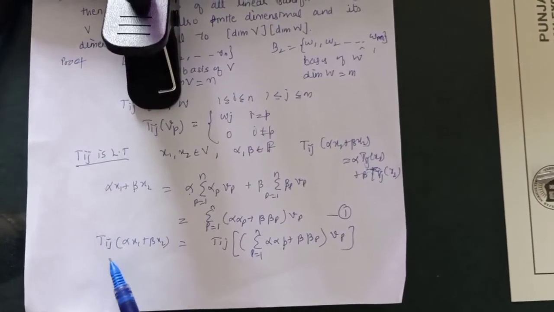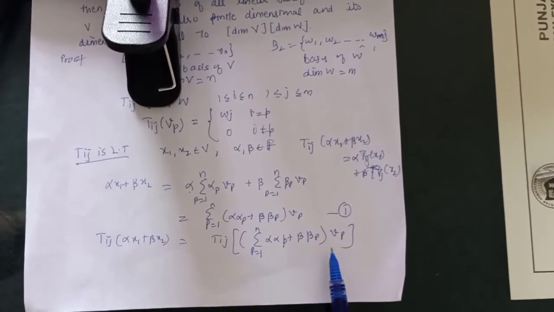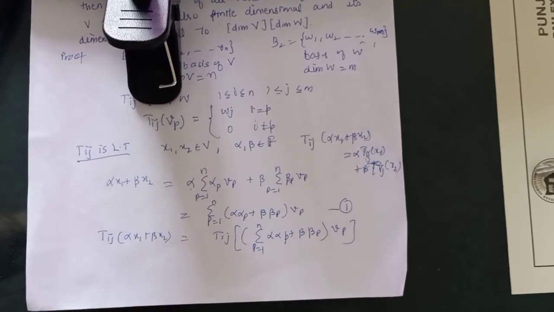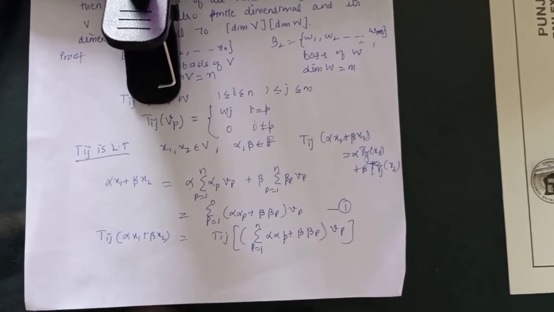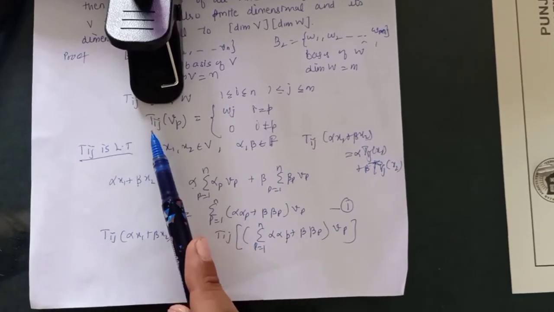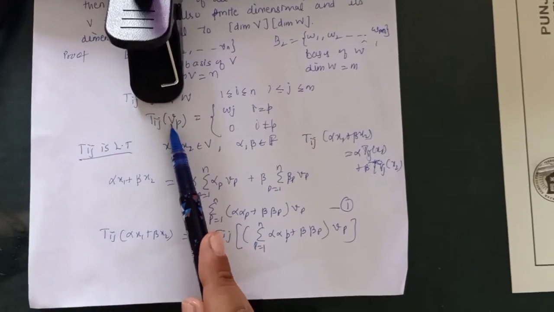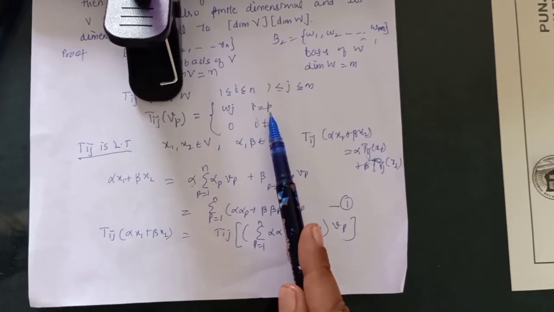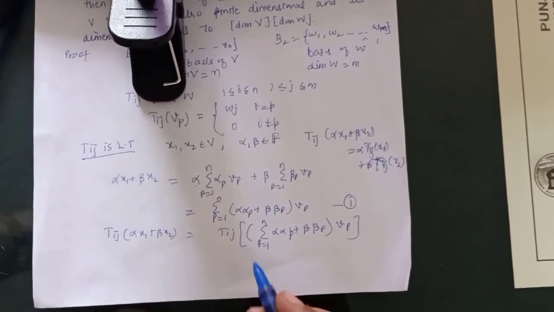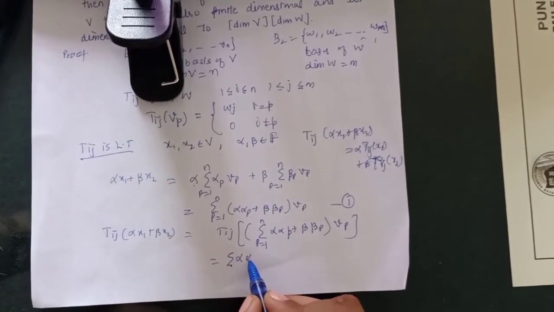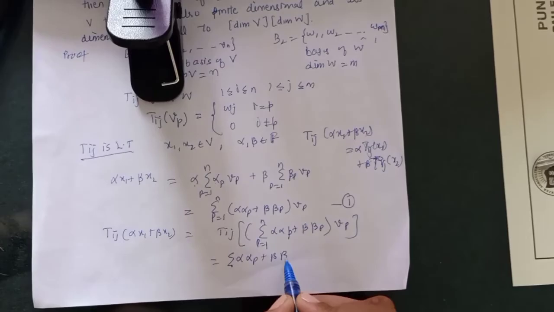Taking Tij on both the sides, we will obtain this. Now observe that as per the definition of Tij, Tij of vp would be wj whenever i is equal to p. So scalars would come out. This will be summation of alpha alpha p plus beta beta p.